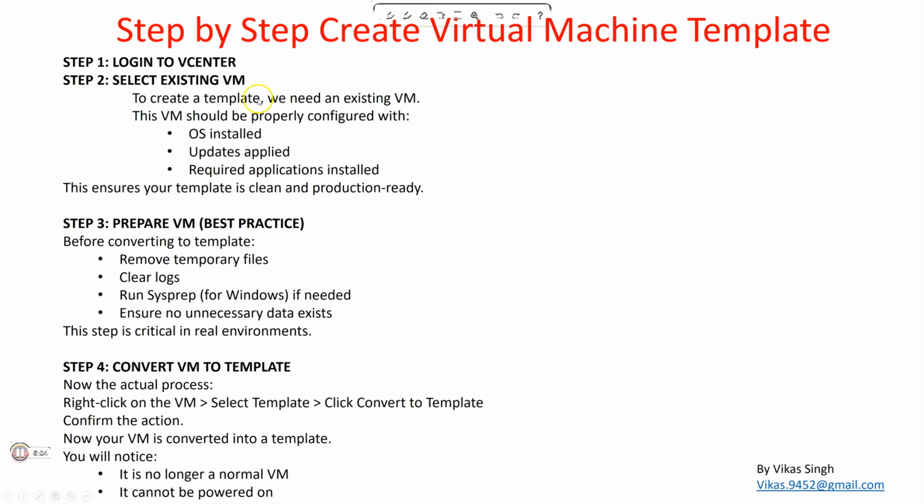So log into vCenter server, select any existing machine. To create a template, we need an existing image. This should be properly configured with OS installed, updates applied, and required applications installed, and this ensures your template is clean and production ready.